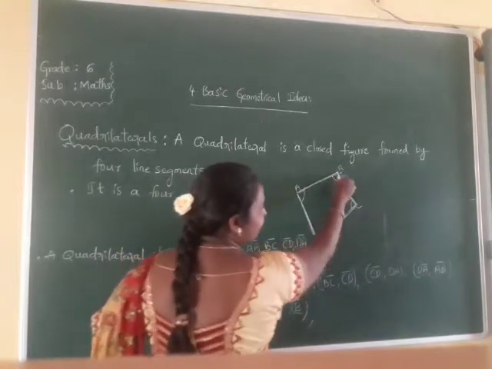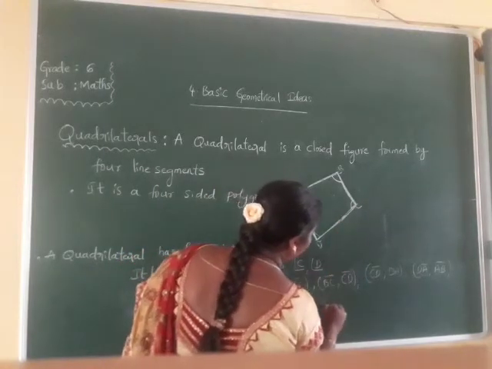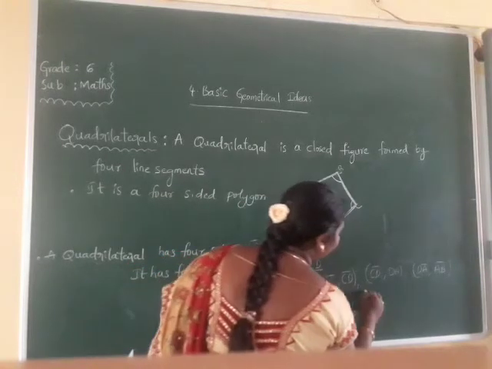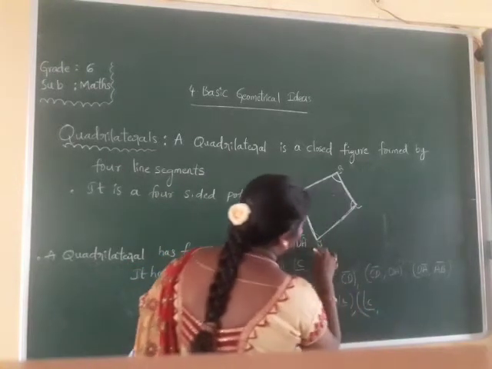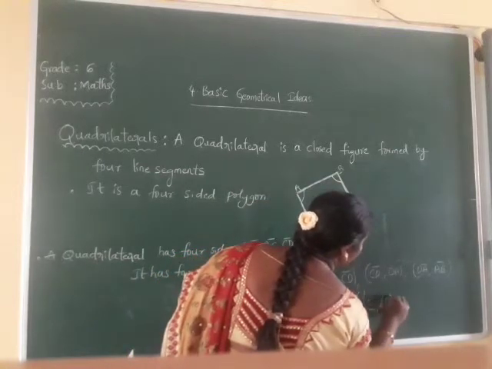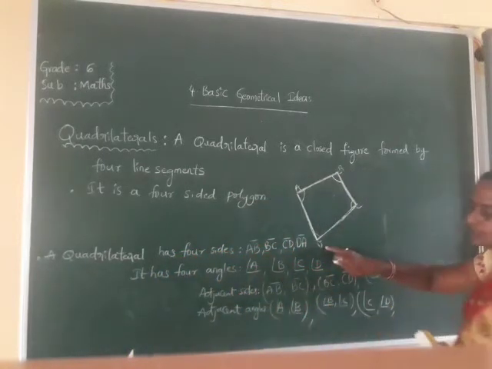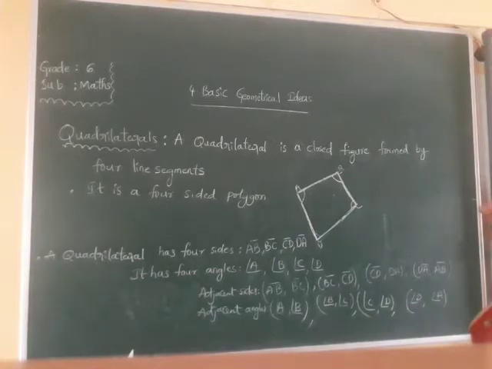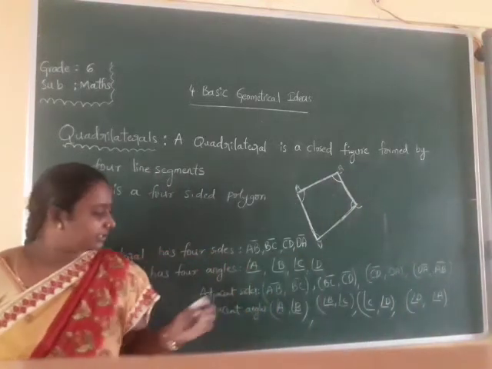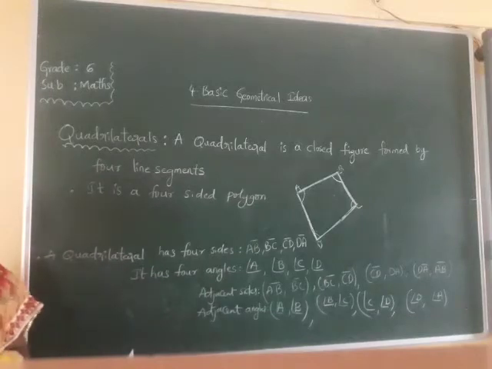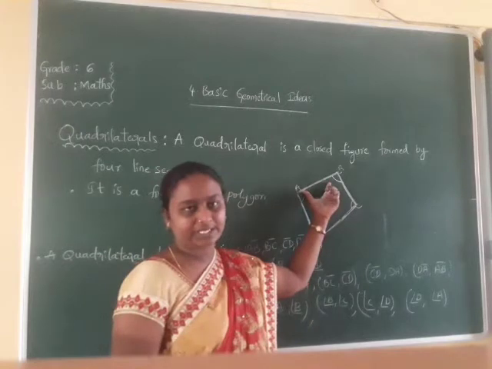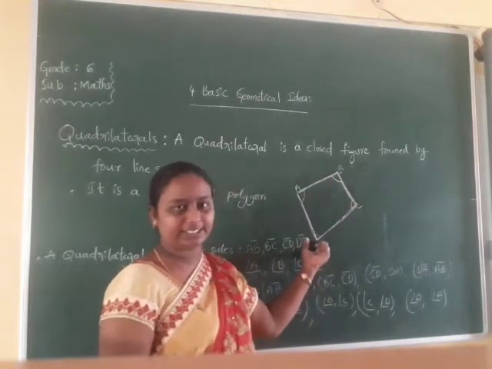And what is the adjacent angle for angle B? Angle C. Adjacent angle for C is angle D. And what is the adjacent angle for angle D? Angle A. Okay. So now, what are the opposite sides of AB? ABCD is a quadrilateral.